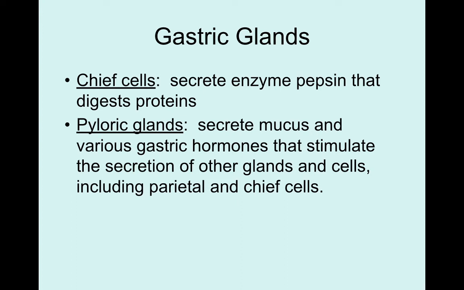I forget the other hormone that is being secreted in the stomach. But anyway, these hormones are going to stimulate the parietal and chief cells to secrete the pepsin and the acid, as well as stimulating some of the other glands like your pancreas to secrete digestive juices.